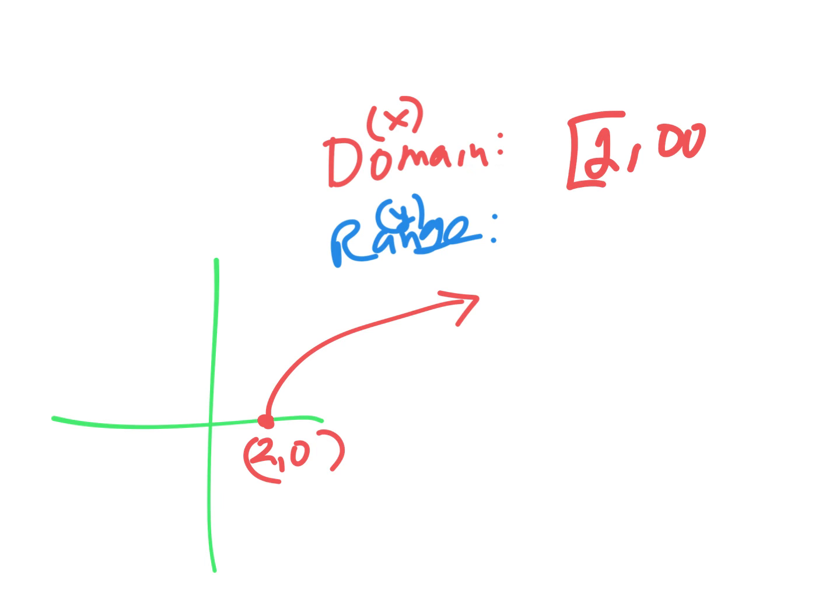And why a bracket? Because 2 works. If you stick a 2 in that function, it wouldn't die. It would give you a point. It works. And infinities always get parentheses. So domain is 2 to infinity. What's the range?